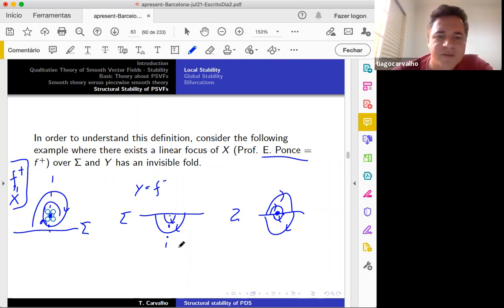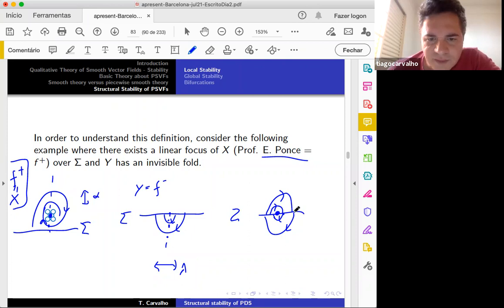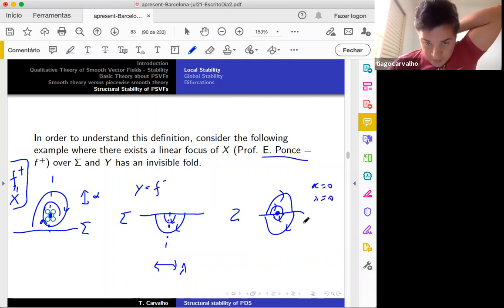So let's consider two parameters here. A parameter lambda moves this fold point to the right or to the left. It is placed at first at the origin, but we can impose a parameter lambda that moves this fold to the right or to the left, and we put another parameter alpha that moves the focus down and up. This is the case where alpha is zero and lambda is also zero.